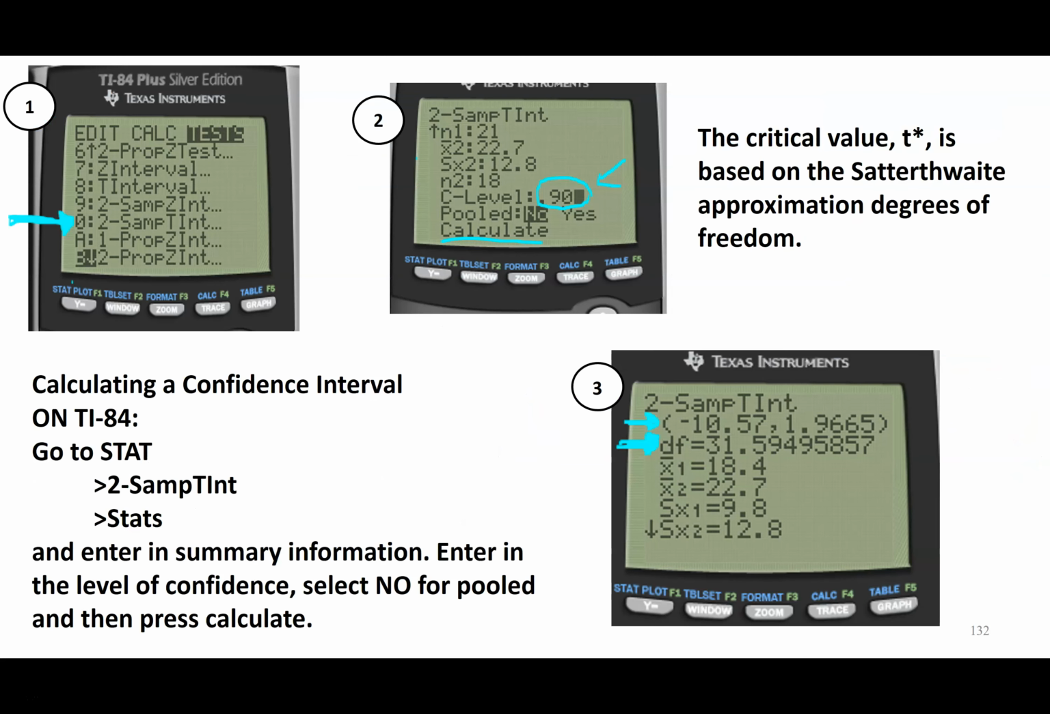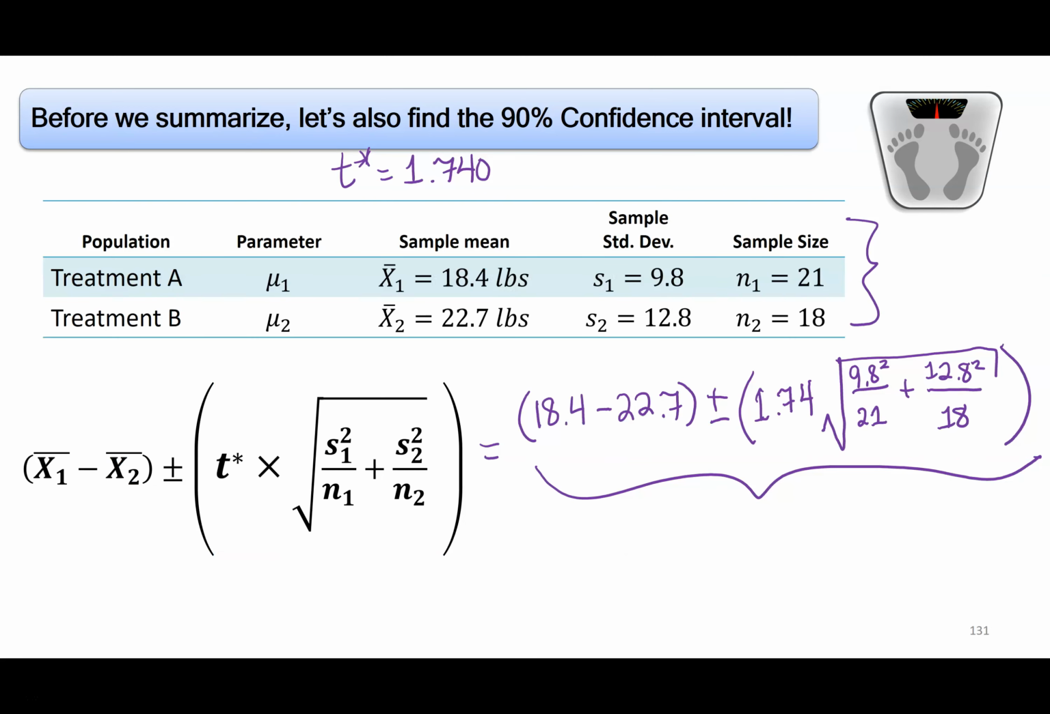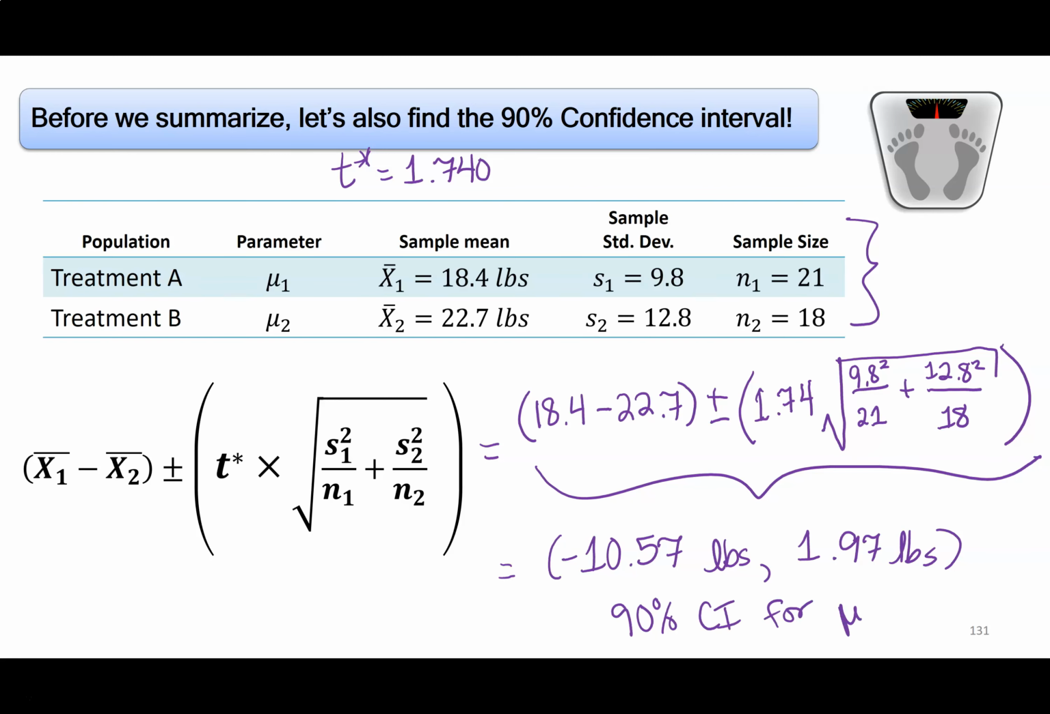After plugging in, I get something negative, 10.57 pounds, because those are still our units, to positive 1.97 pounds. And that's our 90% confidence interval for mu A minus mu B. And it's okay to use the 1 and the 2. It's a little easier for me to keep track that one's for treatment A and one's for treatment B if I use A and B.